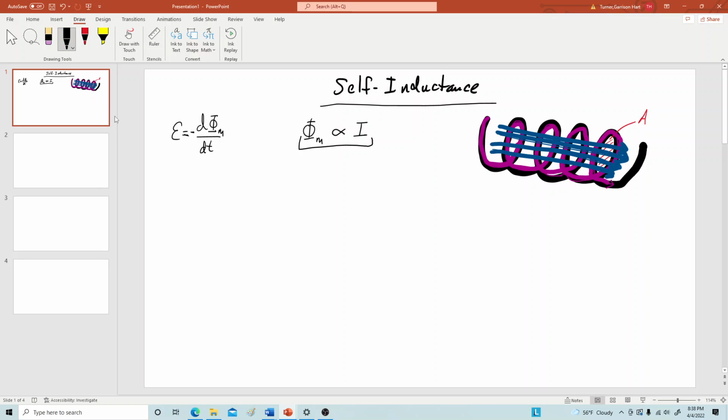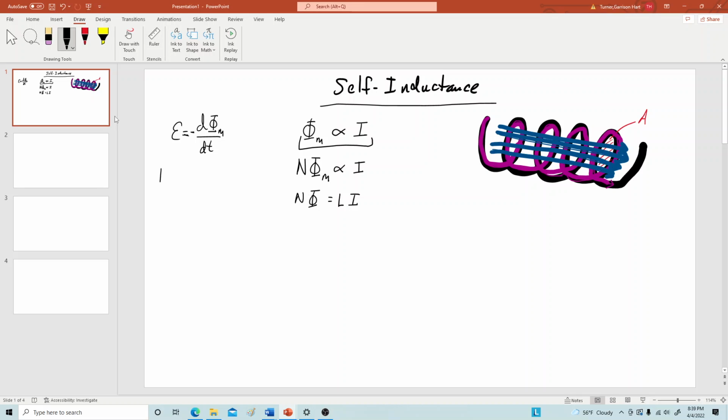And again, this flux would be the flux per unit turn. So if I have n turns times the flux through each turn, that will also be proportional to my current. And to get an equal sign here, what we need is a constant of proportionality. And we call that constant of proportionality L.